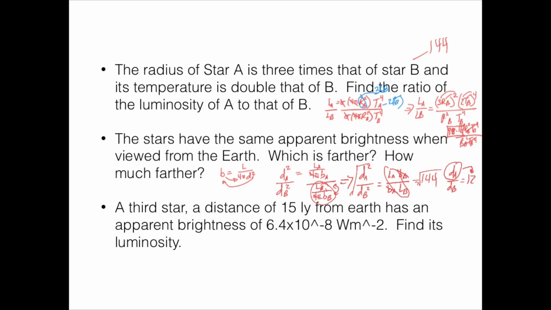The last question here: a third star, a distance of 15 light years from Earth, has an apparent brightness of 6.4 times 10 to the negative 8 watts per meter squared. Find its luminosity. This one I'm going to let you do. You should be recognizing that I'm going to use the brightness equals luminosity over 4 pi d squared. Please remember to put distance into meters. Apparent brightness is given. That should allow us to then find the luminosity, and we could find the wavelength and temperature and all those other things if we wanted from that. But go ahead, find the luminosity.